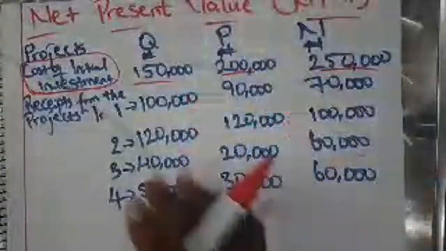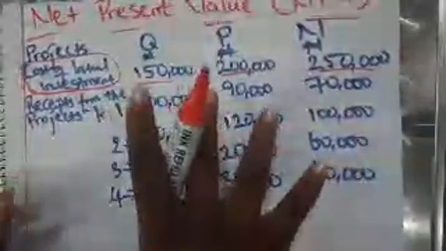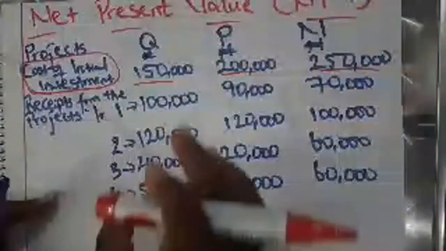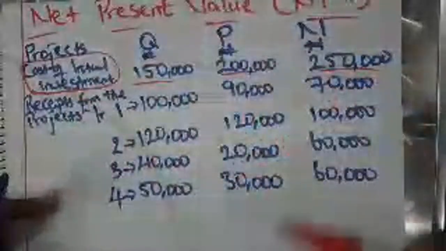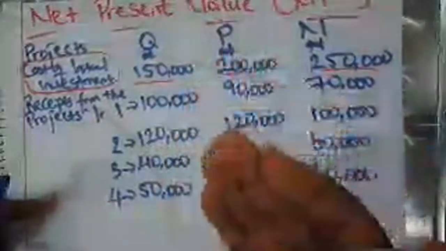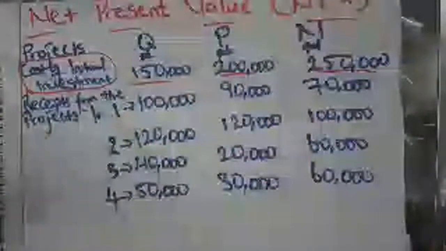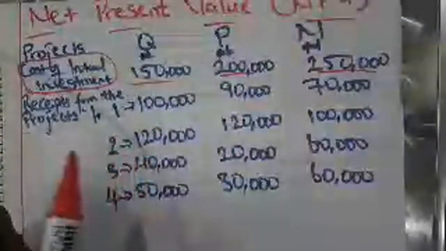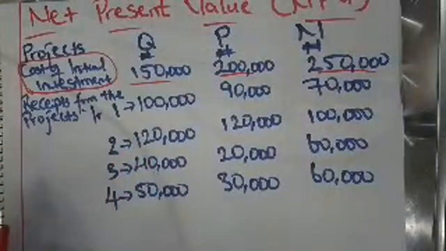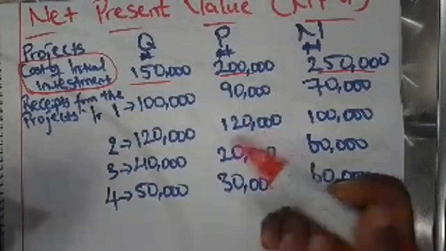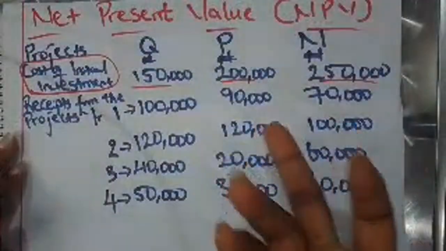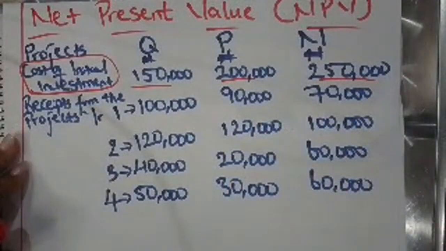So we're expected to calculate the net present value of the three projects, and then out of the three, we will decide or advise the local government which one is viable, which one is more profitable. And you need to remember the decision rule. What is the decision rule? The decision rule says that the project with the highest NPV becomes the most viable project.